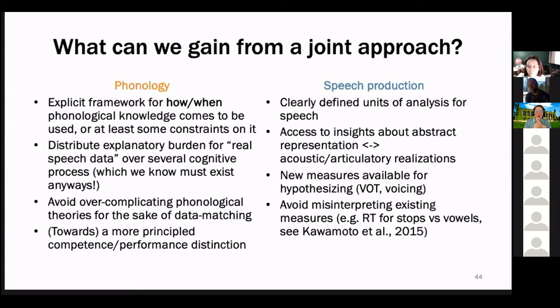And finally, we can avoid misinterpreting existing measures if we stop and think about the articulation of individual sounds, for example. What does reaction time mean when your word starts with a stop versus when your word starts with a vowel, right? Which is something that Kawamoto and his colleagues have talked about quite a lot. So those are my closing thoughts.